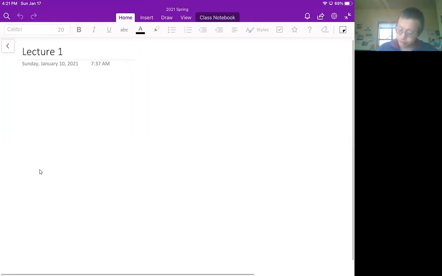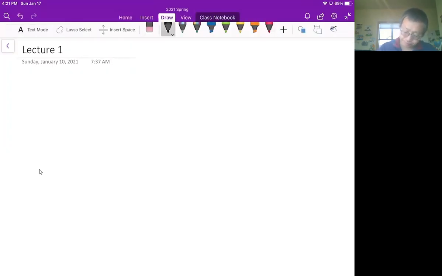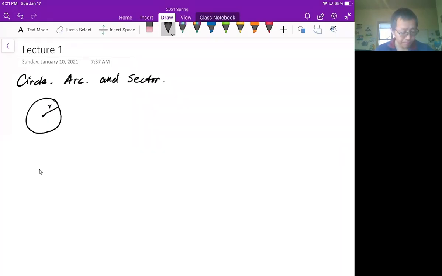So let's see circle, arc, and sector. Well, circle, everyone knows that, right? We have a circle here, and the radius of the circle is equal to r. So that's our starting point. And then I can ask you, what's the area of the circle? I can use A for the area of the circle. This is equal to pi r squared, right?